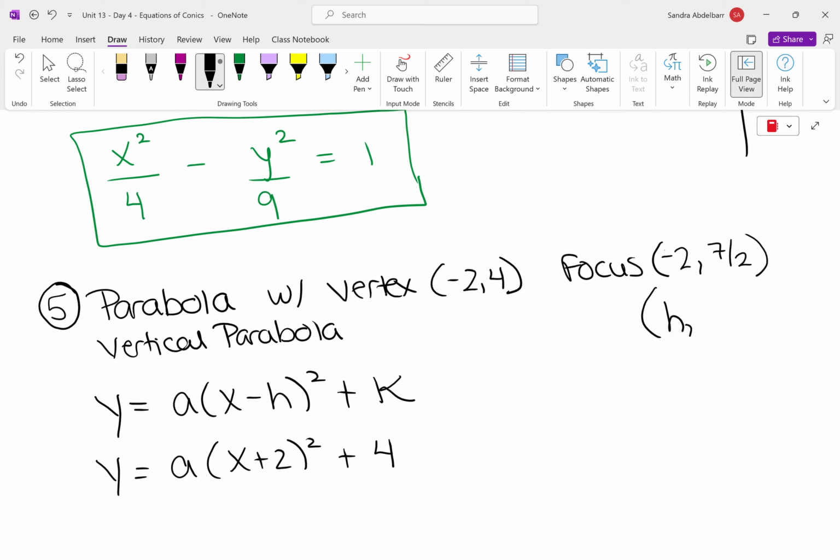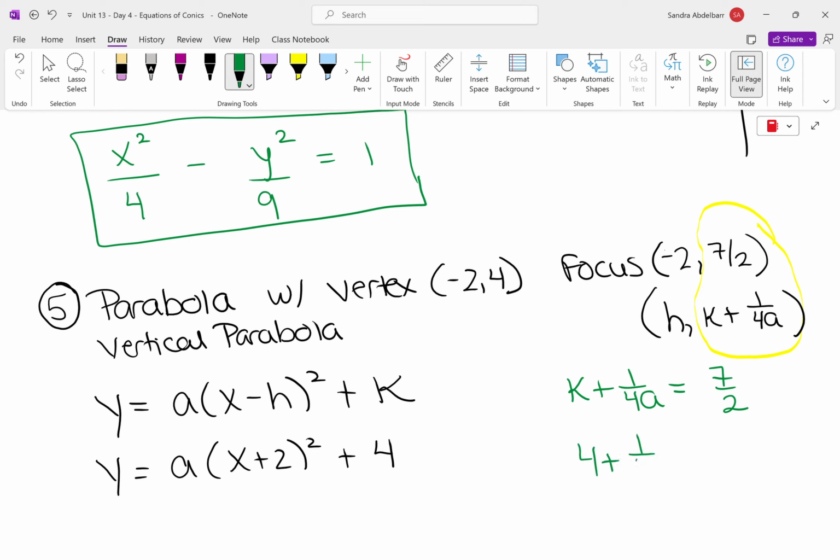Danny? I think the focus is like h, comma, k plus 1 over 4a or something. We have to use the equation of a focus. You got it. So it is h, and then it's going to be comma k plus 1 over 4a. So what does that tell us? k plus 1 over 4a has to equal 7 over 2. Well, don't we already know a k? What's our k? 4. So now we have 4 plus 1 over 4a equals 7 over 2.